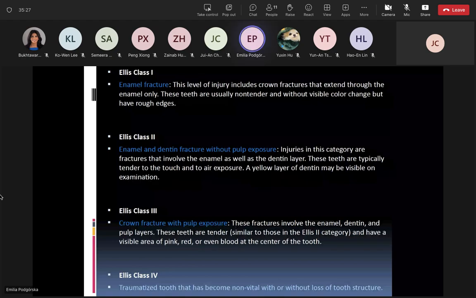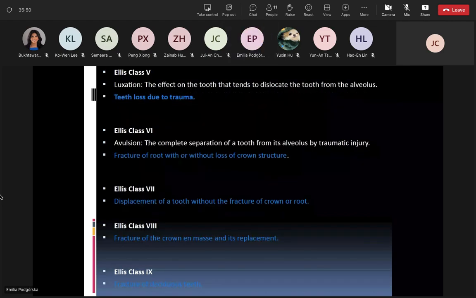Class 4, traumatized tooth that has become non-vital, with or without loss of tooth structure. Class 5, luxation: the effect on the tooth that tends to dislocate it from the alveolus, or tooth loss due to trauma. Class 6, avulsion: the complete separation of the tooth from its alveolus by traumatic injury, or fracture of the root with or without loss of crown structure.